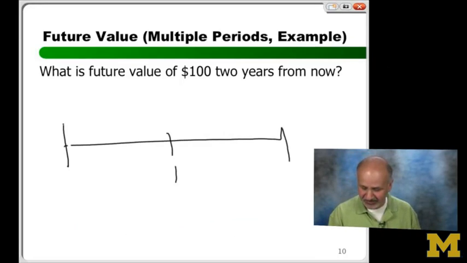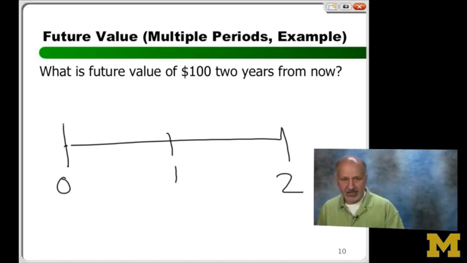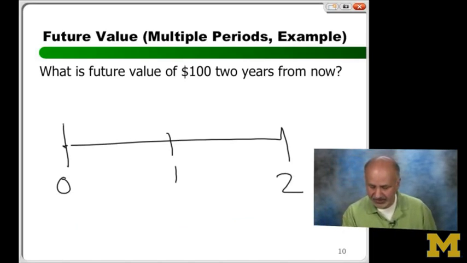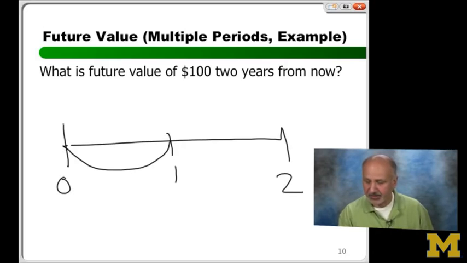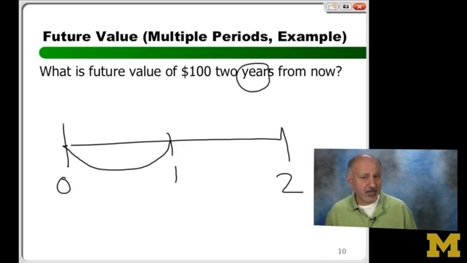So how many periods do I have? I have 0, 1, and 2. And as I said, the length of the period is a year, but that's artificially chosen. I'm just choosing it for simplicity. It can be anything. We'll see that in a second. So, okay, 1 year, 2 years.